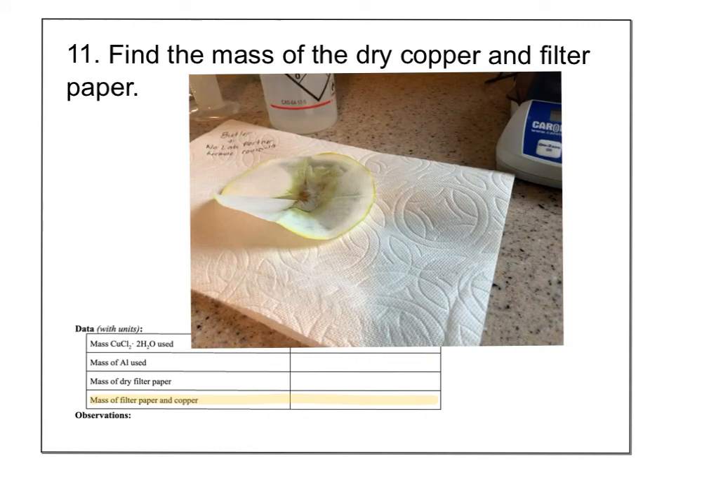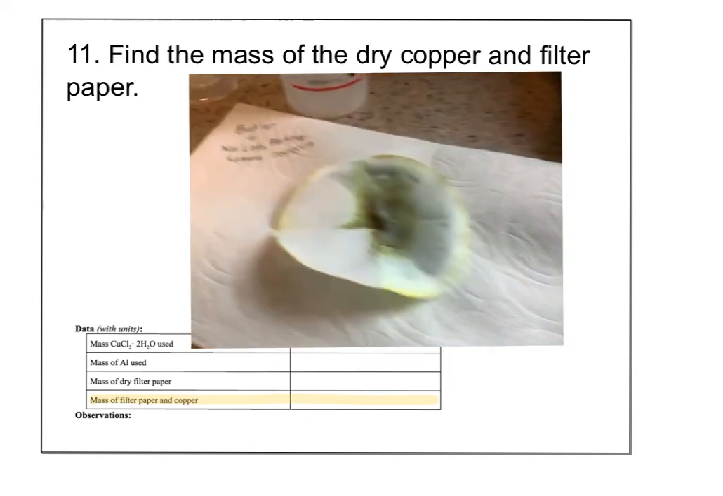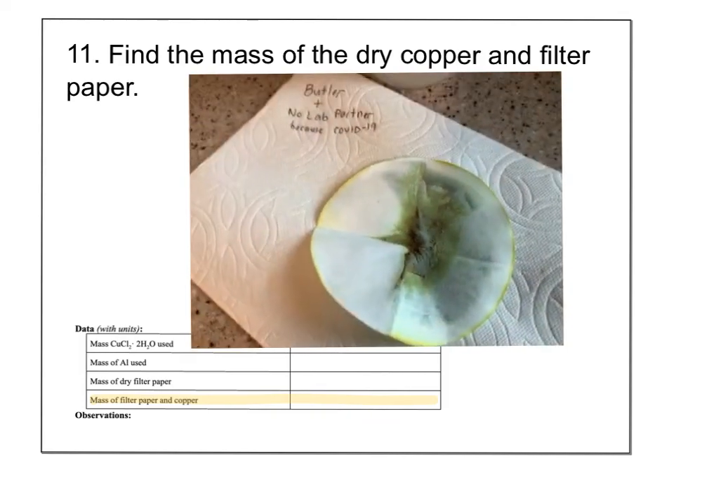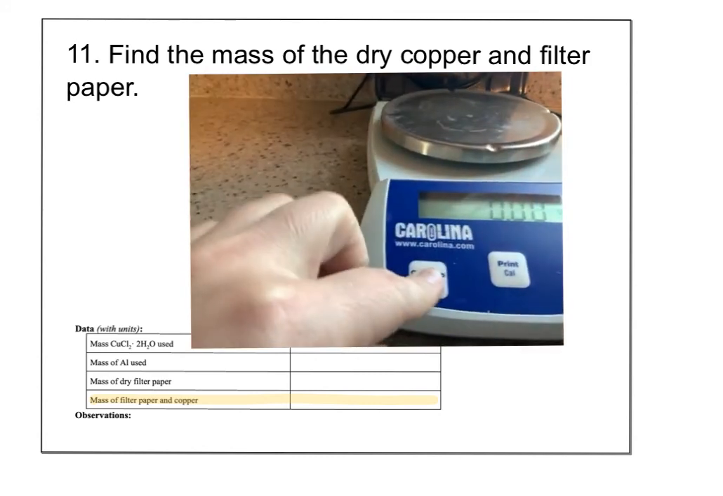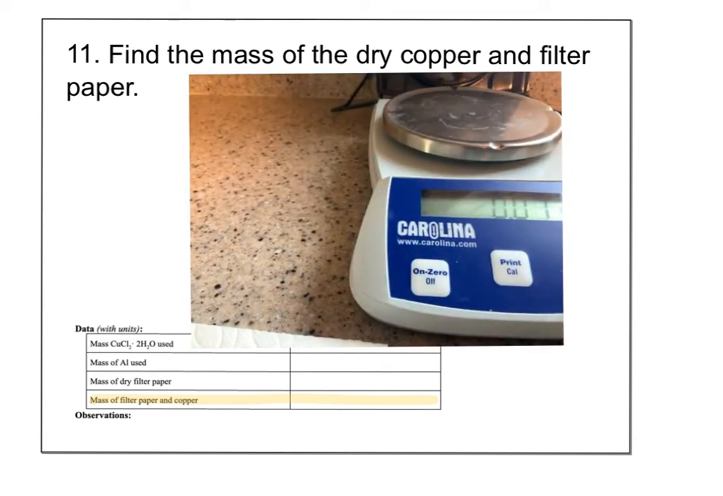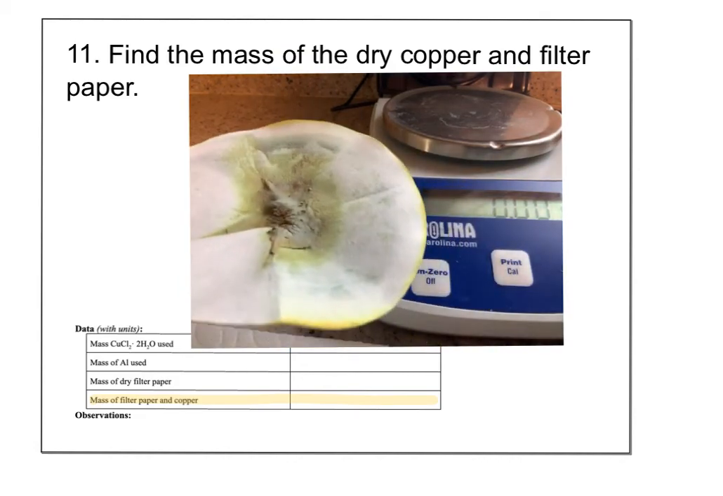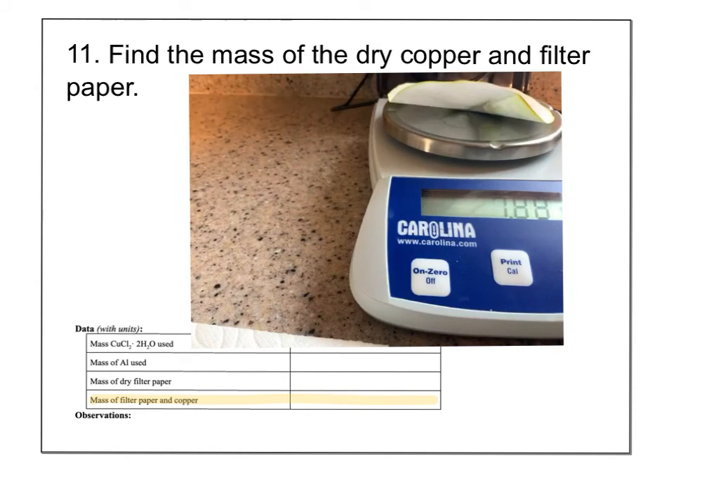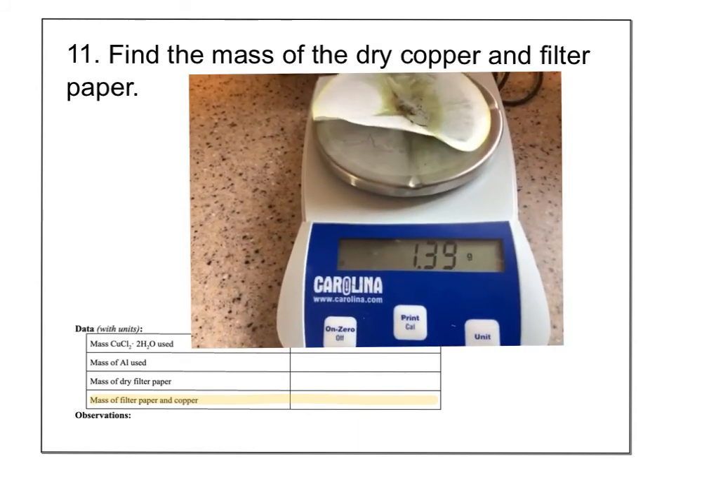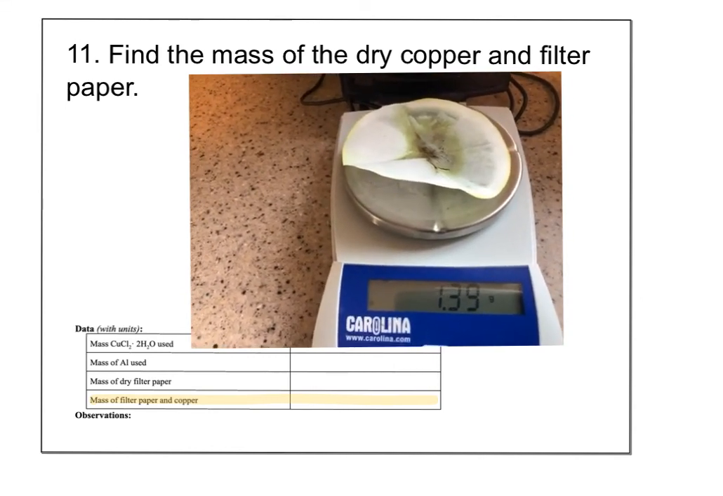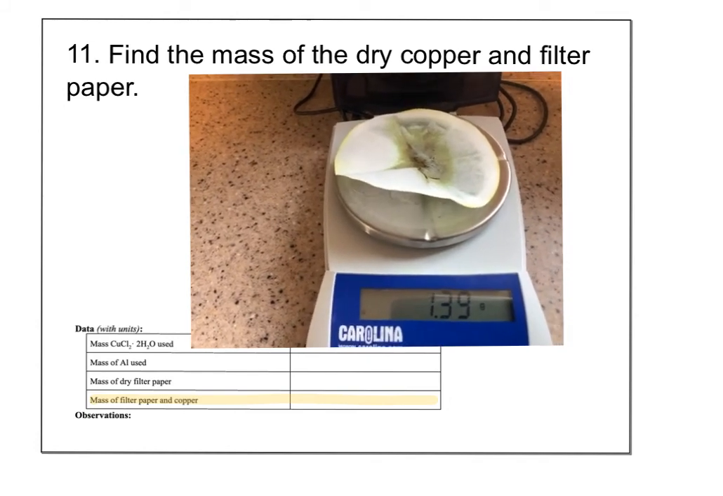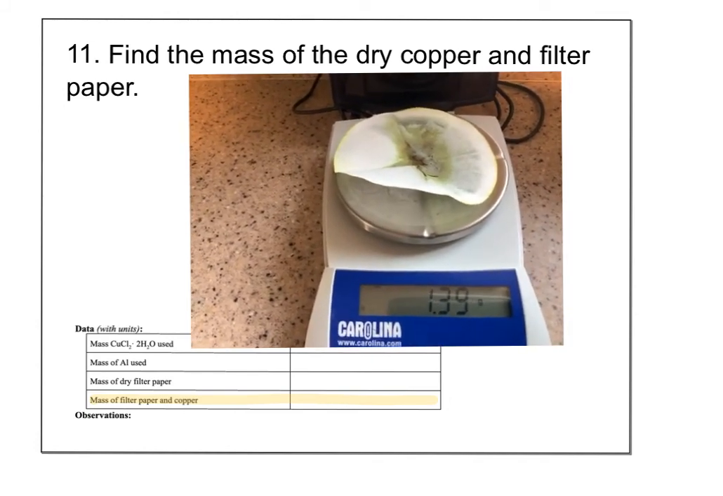All right, guys, I waited overnight, and we now have the dried copper on the filter paper. And we want to see how much copper we actually made. So I'm not going to scrape it off, I'd probably leave some behind. So what I'm going to do is mass the copper that we actually made with the filter paper, and I get 1.39 grams. So that's how much copper we actually made, but it's also with the filter paper. So to get my actual, don't forget to get rid of that filter paper in your calculation section.